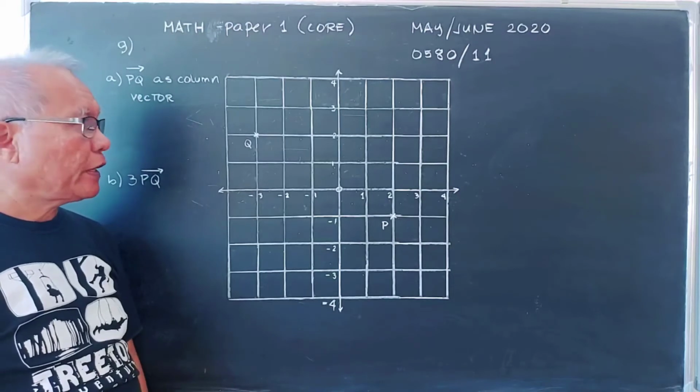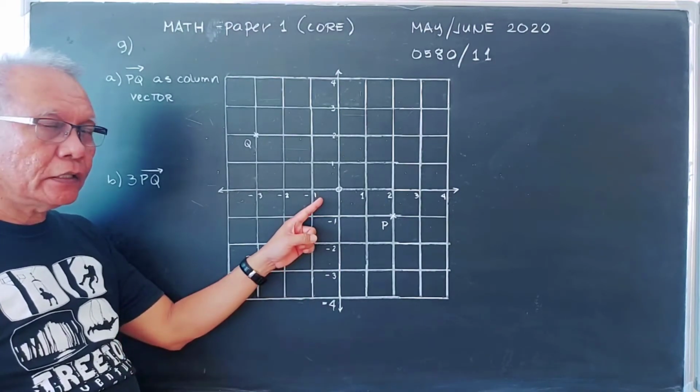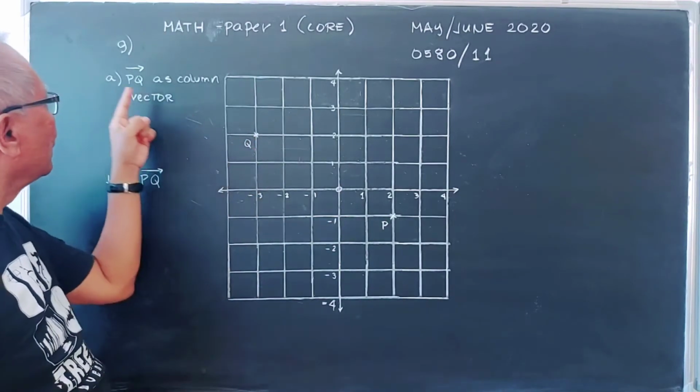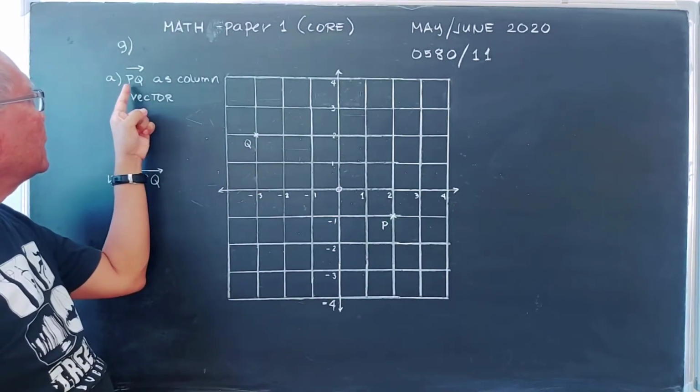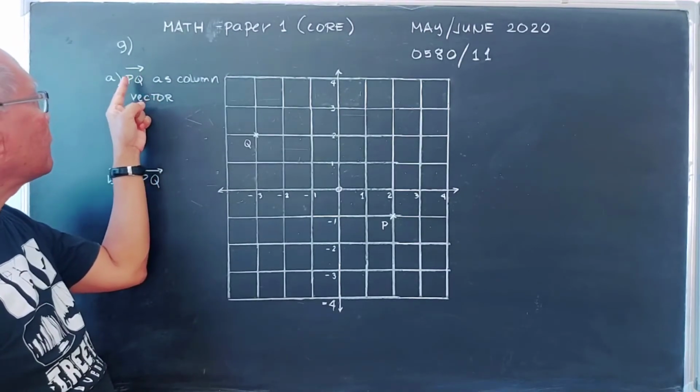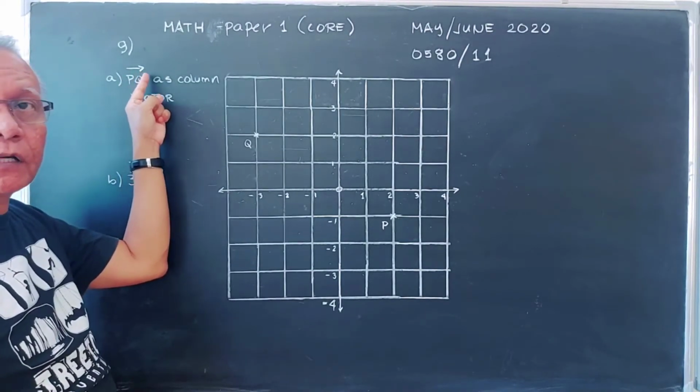Number 9, we have our graph here. We have point P and point Q. For letter A, find PQ. You see the arrow here, it's from P to Q because of the arrow.